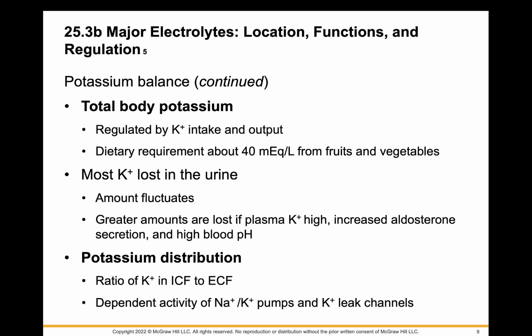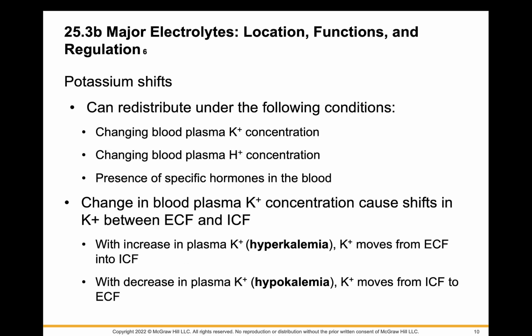When we look at potassium distribution, the ratio of potassium in intracellular fluid to extracellular fluid is dependent upon sodium-potassium pumps and the previously mentioned leak channels for potassium. Now, when we look at potassium shifts, potassium can be redistributed under the following conditions: changing blood plasma potassium concentration, changing the plasma level of hydrogen ion, or the presence of specific hormones found within the blood.